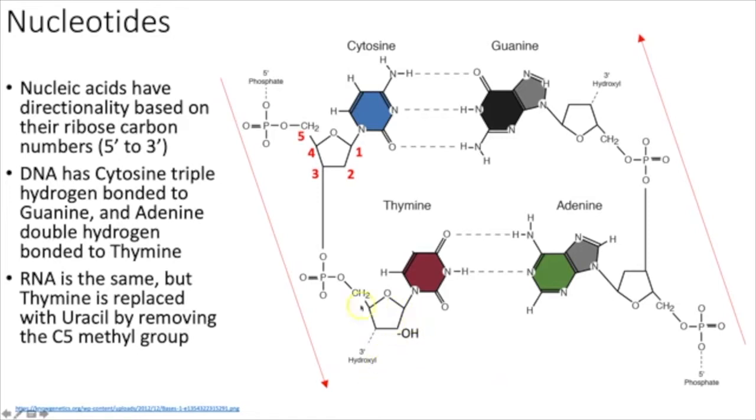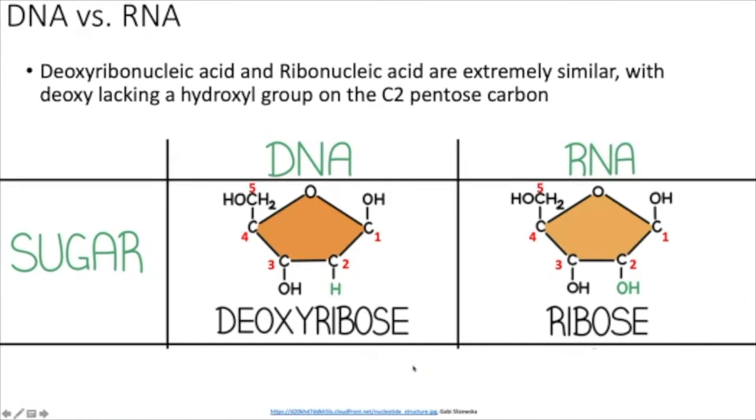deoxyribonucleic acid, the ribo referring to this sugar, which is called ribose. So if I take this oxygen off, it becomes deoxyribonucleic acid. This is a nucleic acid. And so that's where these names are actually coming from. And so here are just our structures of the riboses of either DNA or RNA.